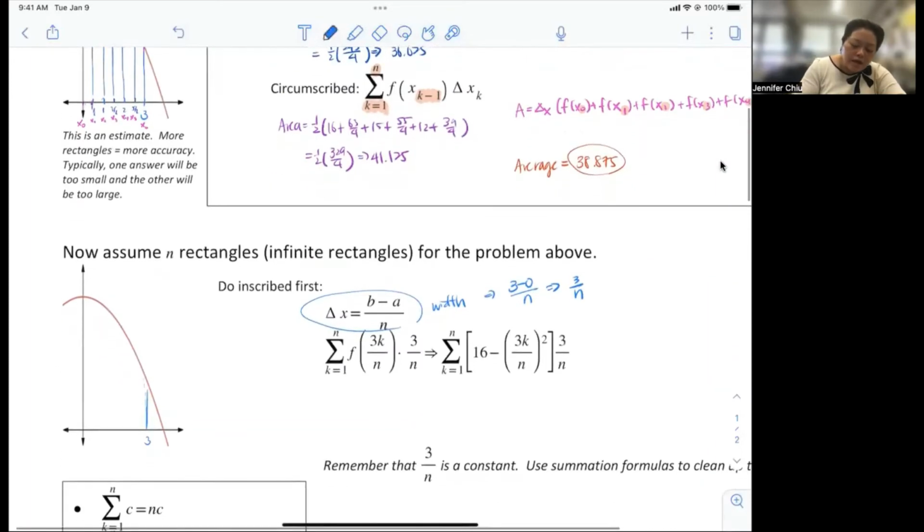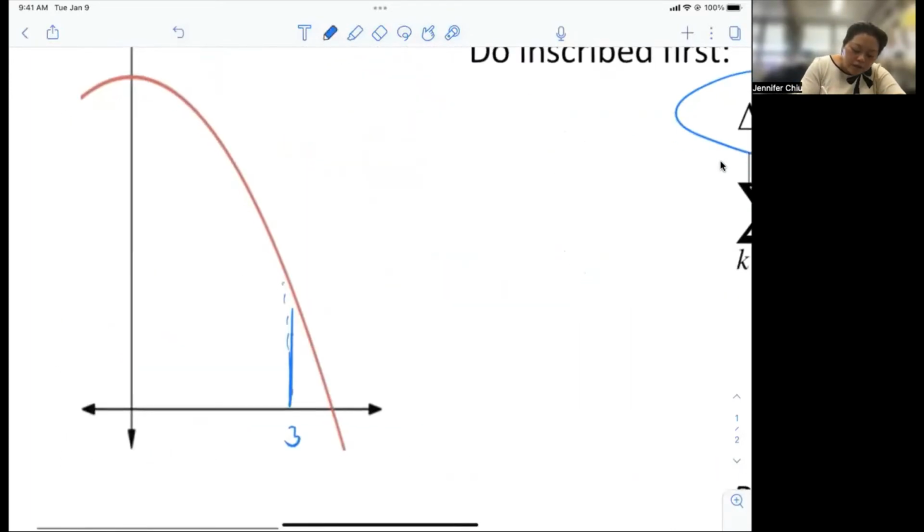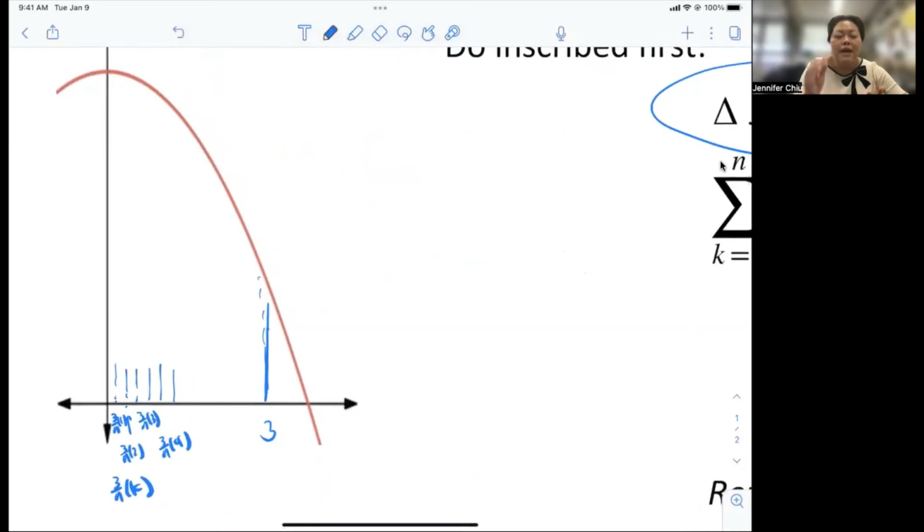Okay. Now, how am I going to move on to the next one? So you have infinitely many rectangles here, right? If each width is 3 over n, then the next one is 3 over n times 2, right? Because that's 6 over n. And then 3 over n times 3, 3 over n times 4. So notice it's 3 over n times k, because that's where the 1, 2, 3, 4 comes in. So that's how you get the next x value.